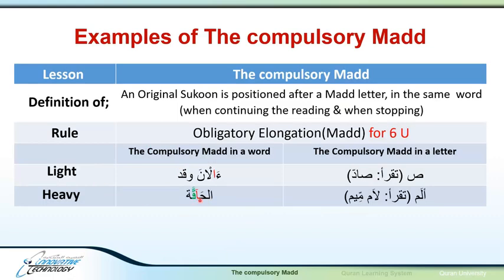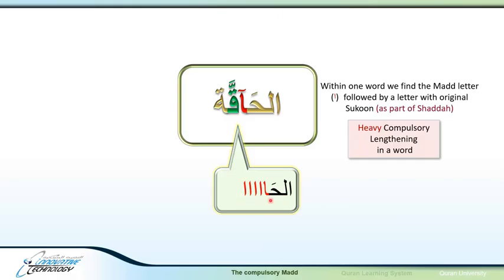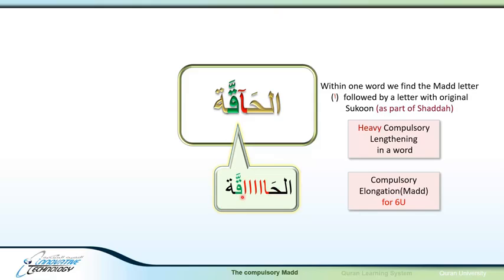Al-ana. Now the second example is al-haqqa, which is a heavy type of compulsory mad example, where we have the a here, followed by a qaf with a shadda, which we said has an original sukoon as part of this qaf being 2 qafs, qaf with sukoon and qaf with fatha. And accordingly, we consider this as a heavy compulsory lengthening within a word. Al-haqqa is a word, and we pronounce it as al-haqqa. Elongation for 6 units.